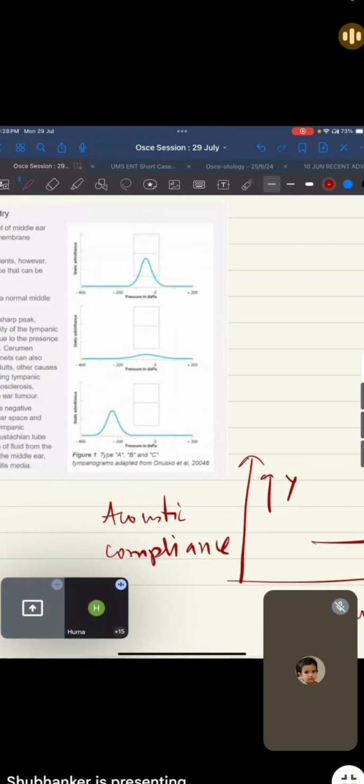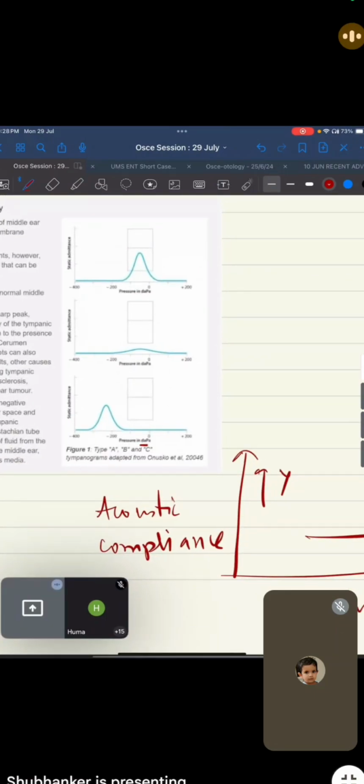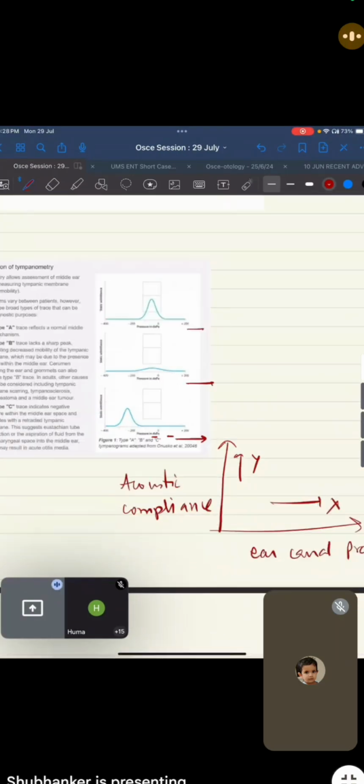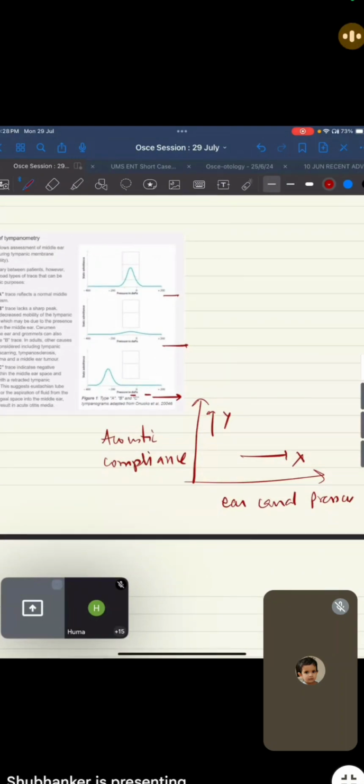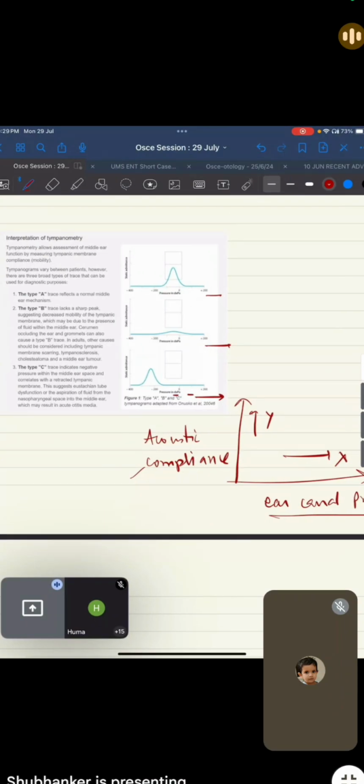See, this is the Pascal. Remember it by the name PA. I was having too much confusion in this, so I remembered it: Papa stays below, like he is grounded. So PA is ground. Pascal is pressure, so pressure is the X-axis. Ear canal pressure is your X-axis, and this vertical one is your compliance. So these are the 2 questions which you should remember.